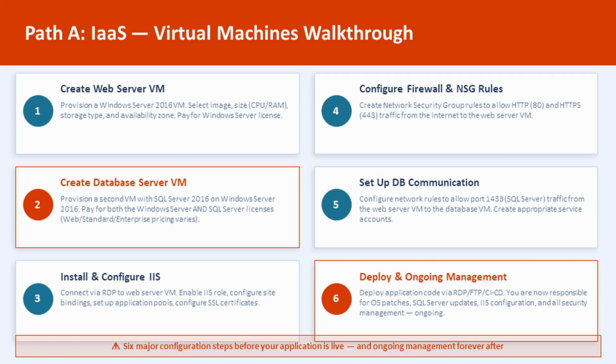Step 5. Configure the communication between your web server and database server. SQL Server listens on port 1433. You need to open that between your two VMs, and you want to set up a proper service account for the database connection. Step 6. Deploy your application, and then recognize that you're now permanently responsible for patching the OS on both VMs, keeping SQL Server updated, managing IIS configuration changes, and monitoring everything. That's a lot of work for what started as a simple scenario. And this is the key insight. We haven't even started on high availability, backups, or disaster recovery yet.